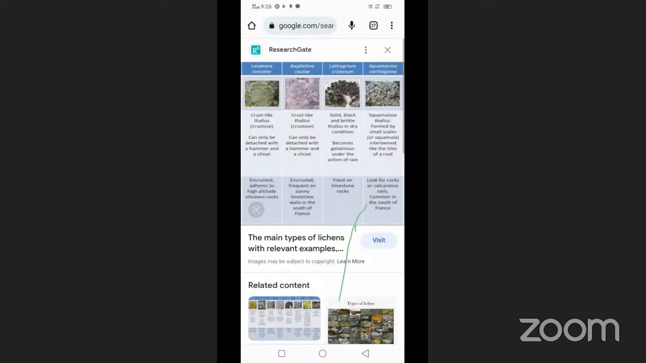Next, Foliicolous lichens. What is the meaning of foliicolous lichens? Folios means leaf; this type of lichen grows on leaves.